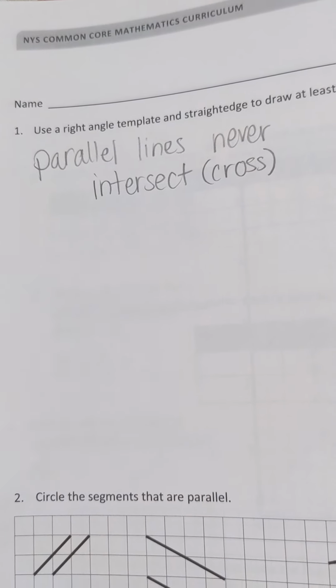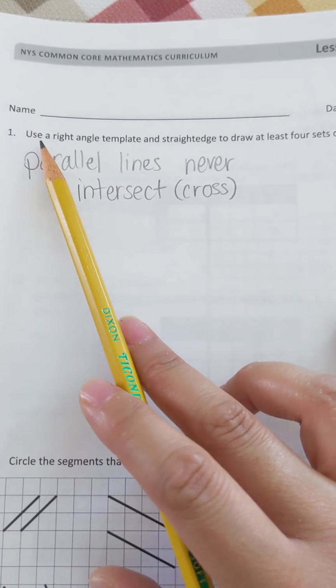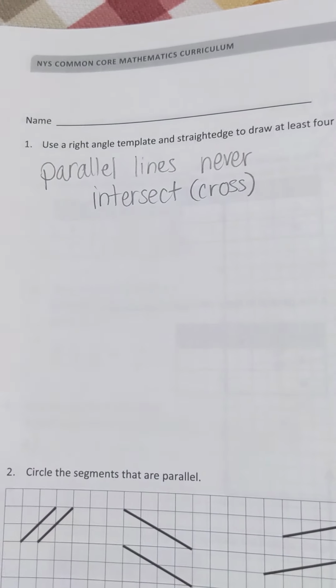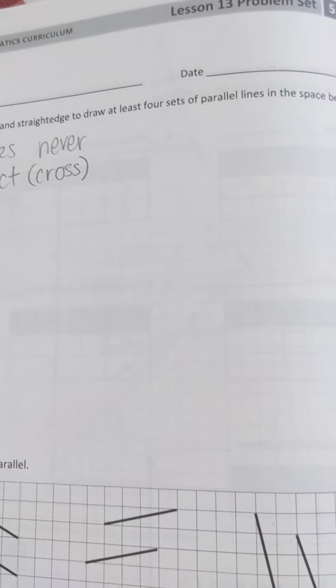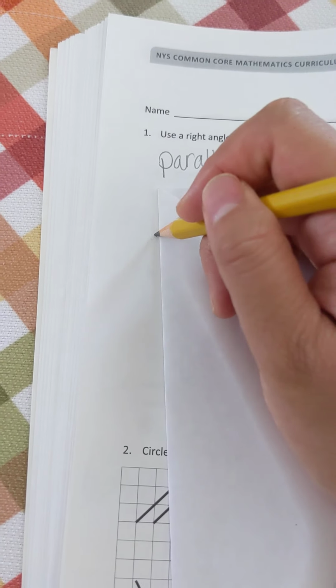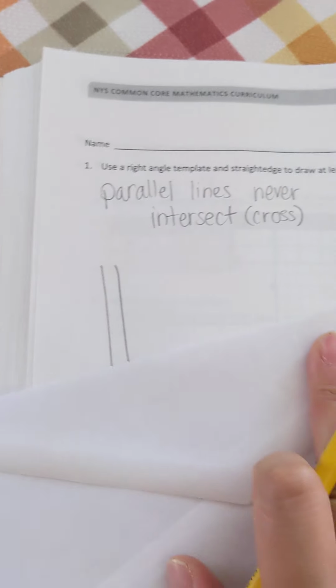The main part is that parallel lines never intersect or cross. Just keep that in mind as we go forward with this next lesson and into lesson 14. So use a right angle template and straight edge to draw at least 4 sets of parallel lines in the space below. Basically, all they're saying is take something that's straight, line it up, and make lines that are parallel.